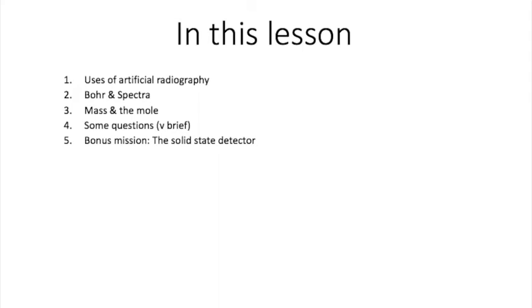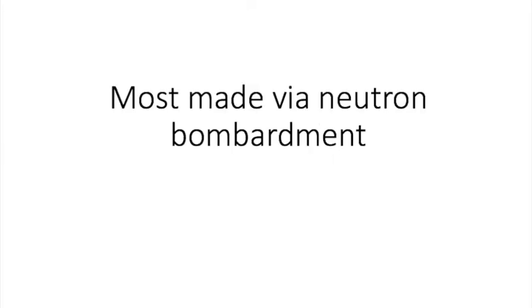Okay, so before we look at the uses of radiography, just to be clear on the word artificial here, most of the isotopes we use are artificially made. We do that by taking a stable isotope and literally bombarding it with neutrons. We're going to look at how that works in a little bit more detail in the next chapter, but just to be aware that most of the isotopes we use are artificially produced by this neutron bombardment.